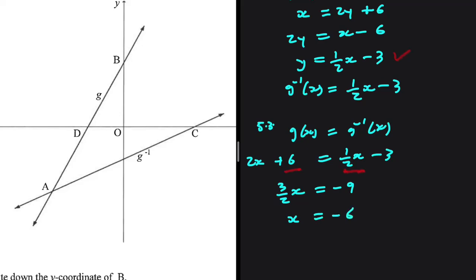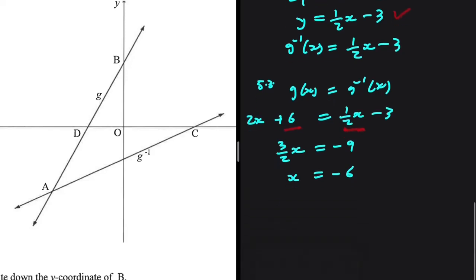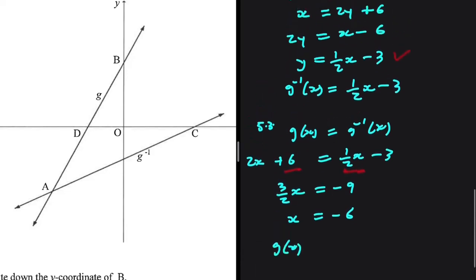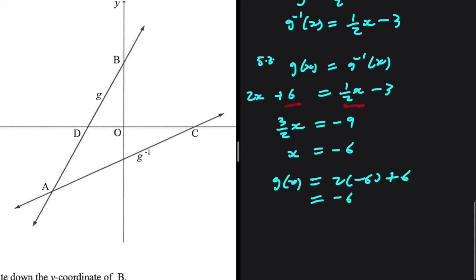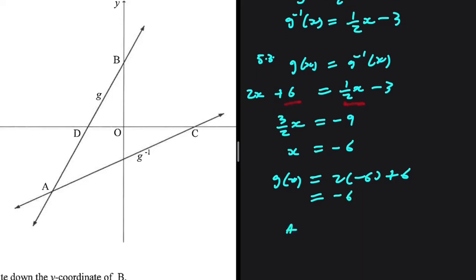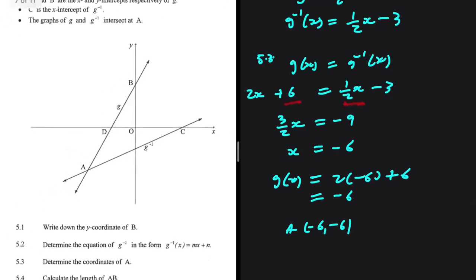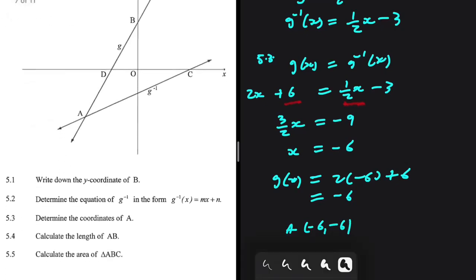So that is the x value at A. Now I just have to substitute x equals minus 6 into g of x or g inverse. If I substitute it into g of x, I'm going to get 2 multiplied by minus 6 plus 6. So 2 multiplied by minus 6 is minus 12. Minus 12 plus 6 is minus 6. So the coordinates of A are minus 6 and minus 6. That is 5.3. Quite easy to compute.